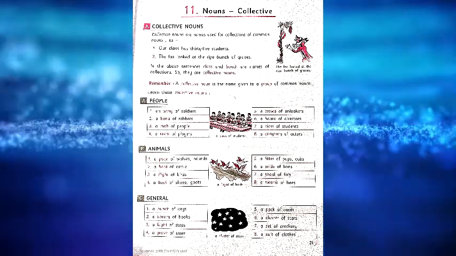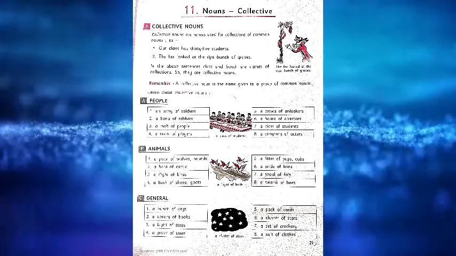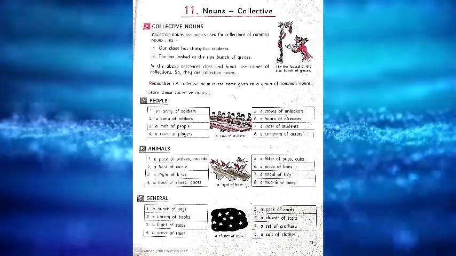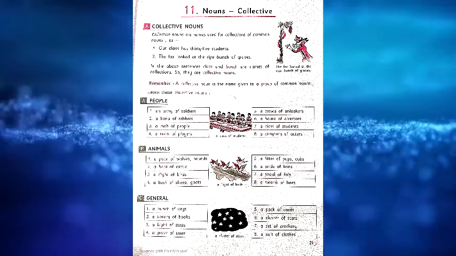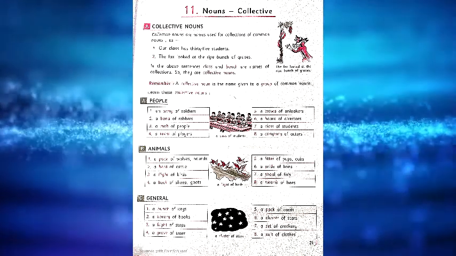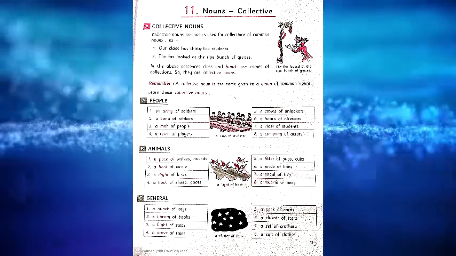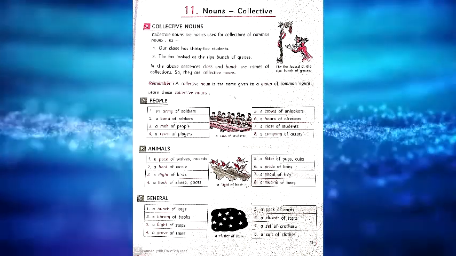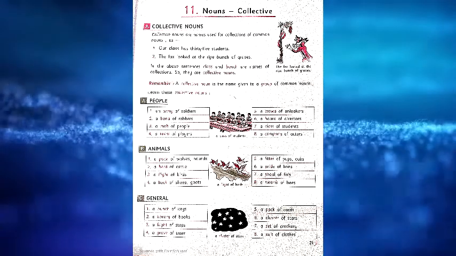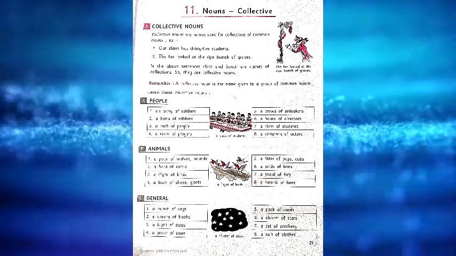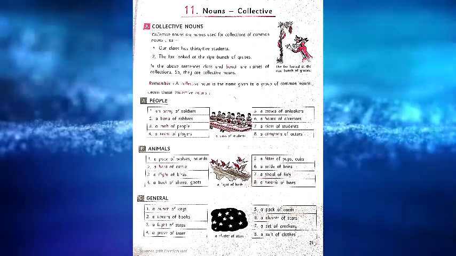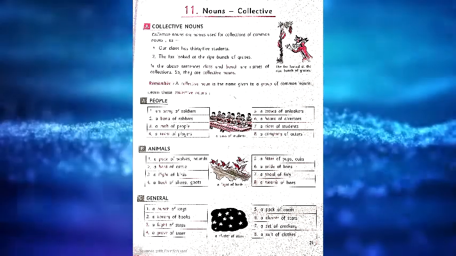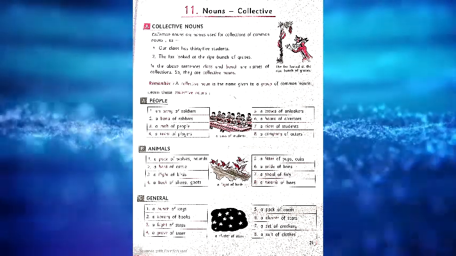This much only about collective nouns. Definition: write it in your copybook. The definition, and learn it by heart. A collective noun is the name given to a group of common nouns. What is a collective noun? A collective noun is a name given to a group of common nouns. Let's move to some collective noun examples.